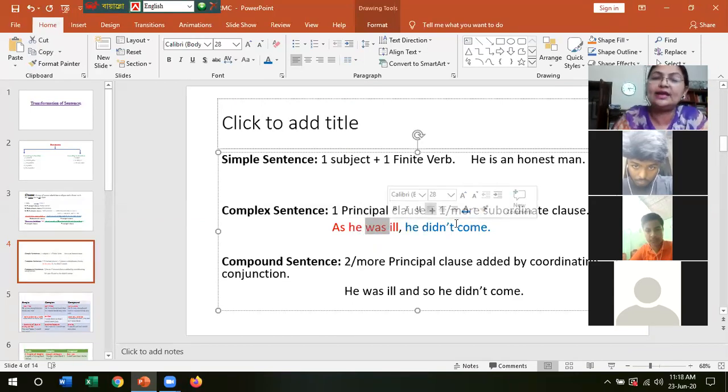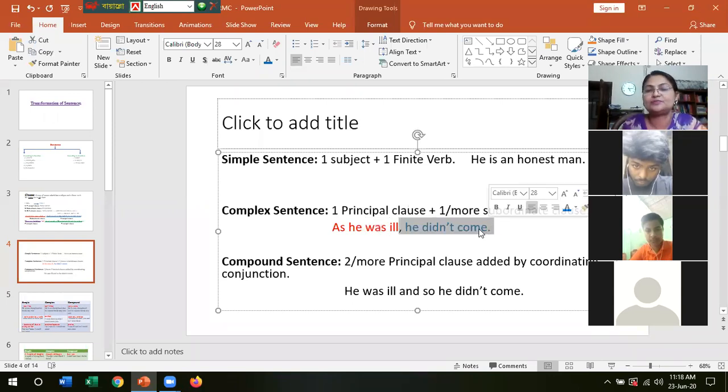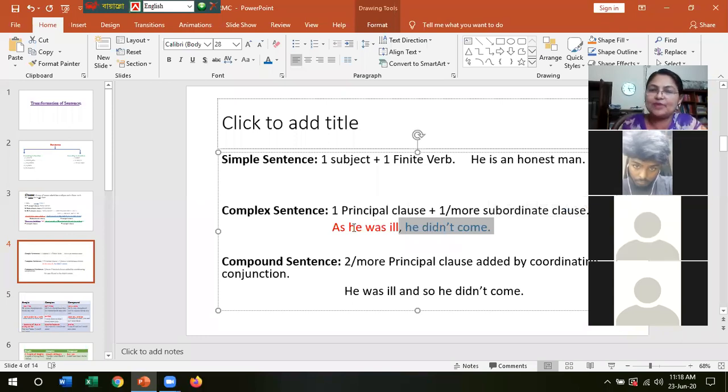But if we just say "as he was ill," then we do not say anything. Then the sentence is incomplete. So this is a subordinate clause. And "he did not come" is the principal clause because it has full meaning. This clause does not depend on the previous clause, that is, "as he was ill." So this is an example of a complex sentence, because in a complex sentence there will be one principal clause and one or more subordinate clauses.